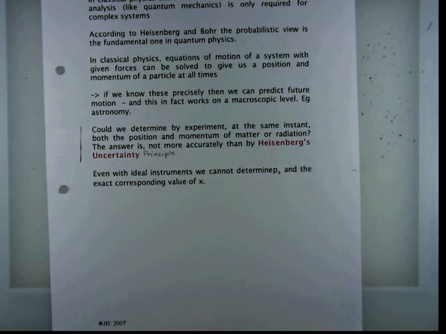Okay? It is not due to the fact that you have poor instrumentation or the fact that you're observing the particle that causes the uncertainty. It's entirely due to the wave nature of our electrons or our particles.